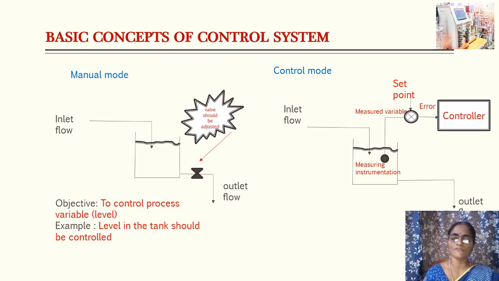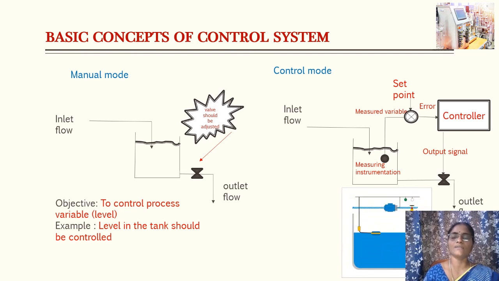So that error will go to the controller. So what is the role of the controller here? The controller takes an error as an input. Proportional to the error, it releases an output signal. This signal is used to control the valve flow rate so that the required level will be maintained. So you can see the difference between manual mode and control mode. Instead of a person, a controller will control the flow rate here. So this is how the control system is working.